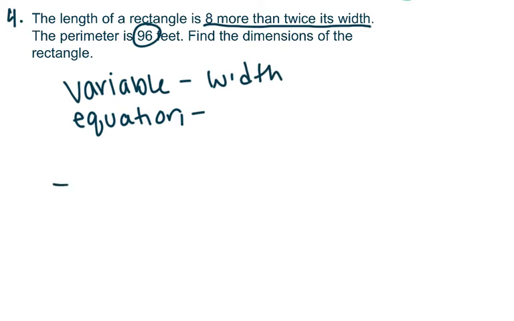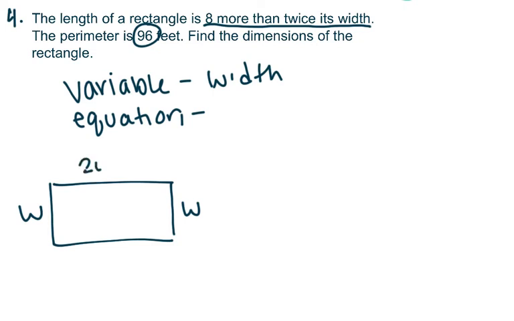To help us out a little bit, I'm actually going to draw us a rectangle so that we can visualize the dimensions a little bit better. We know that our width is going to be represented by a W, so we're going to put W on both sides. And we don't officially know the length, but we do know that it is 8 more than twice the width. So 2 times the width plus 8, that's going to be our length. So we'll put that on both sides as well.